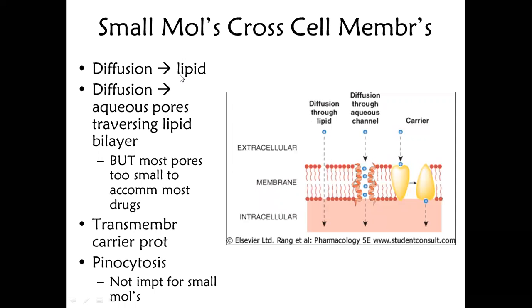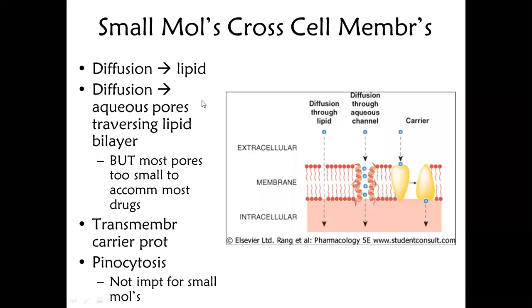So the small molecules can cross the cell membranes by different mechanisms. So what are the different mechanisms through which the absorption could take place? The one is diffusion. So diffusion takes place through the lipid layer. So this is the definition of diffusion. When the drug is outside here, this gets into the cell, the intracellular cytoplasm. This is the extracellular fluid, and this is the drug which is going inside the cell.